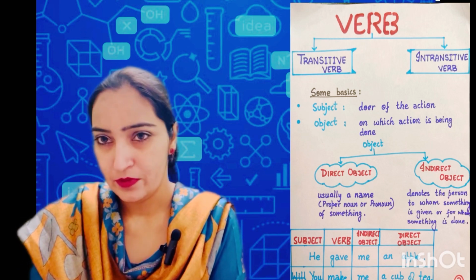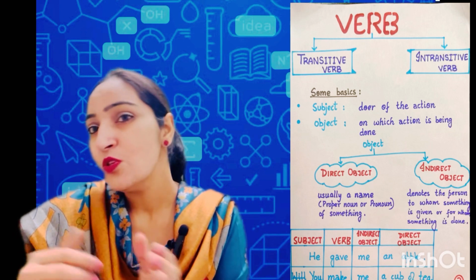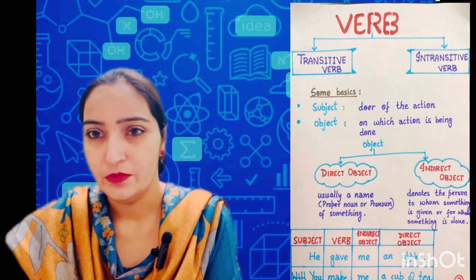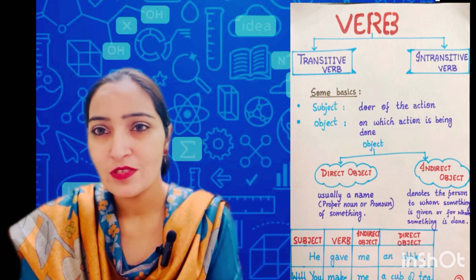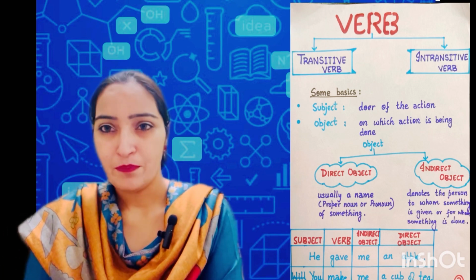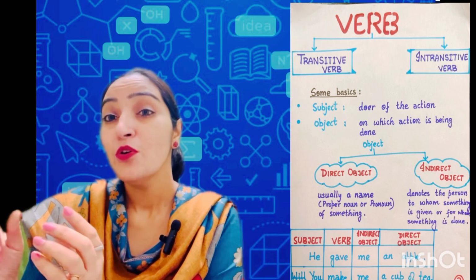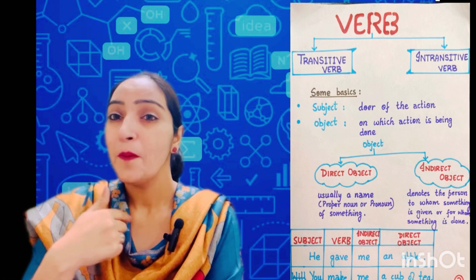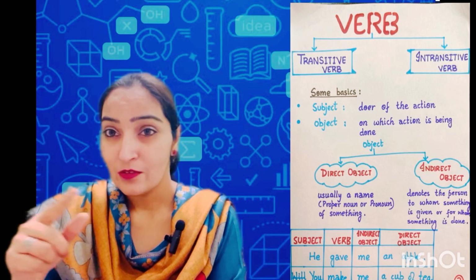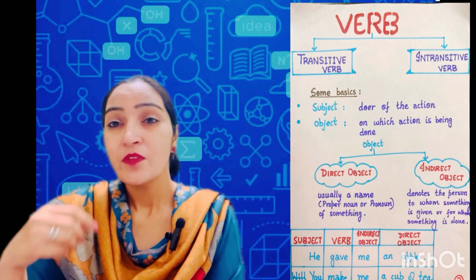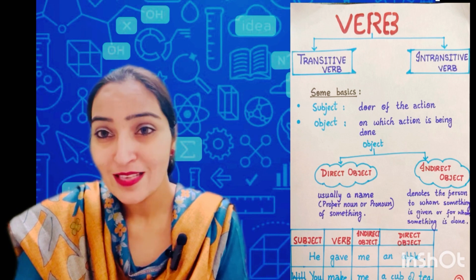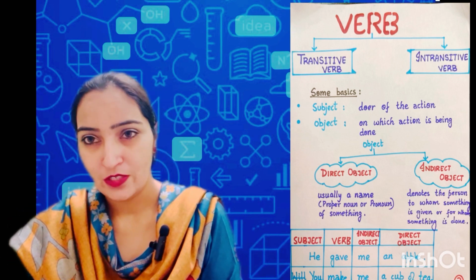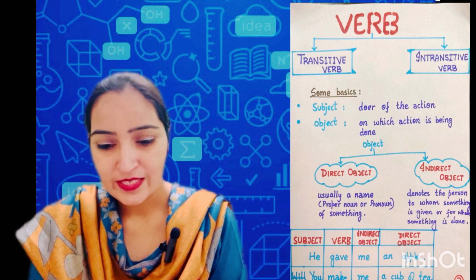He gave me an apple. In this sentence, he is the doer of the action, so he is the subject. Gave is a verb. Okay, so giving something is an action, so it is a verb. An apple is the name of a thing. It is a direct object. Now, an apple is given to me. What is indirect object? It denotes the person to whom something is given. So, an apple is given to me. So, me is an indirect object. Right? Let's take one more example.